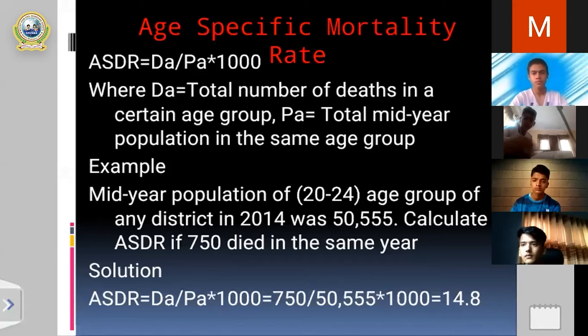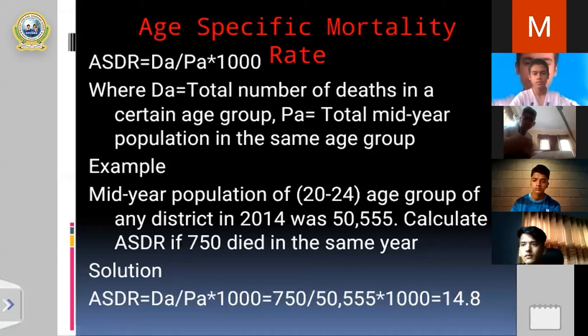P small a equals the total median population in the same age group. Once again, my dear students, I want to repeat the meaning of D small a: total number of deaths in a certain age group. A certain age group means, suppose, 0 to 4, 5 to 9, 10 to 14, 20 to 24, 25 to 29, 30 to 34, like that. That's a certain age group. And P small a is the total population of that group.